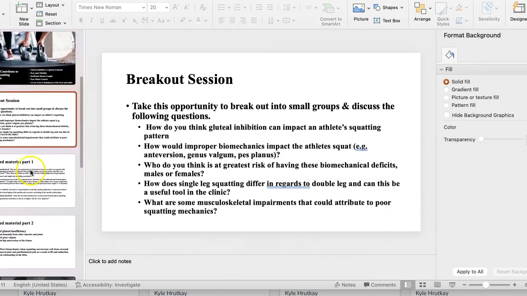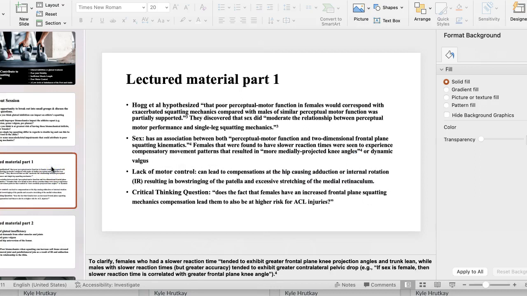Okay, so now that we've followed up with our breakout session, let's move on to the next part of the lecture here. So we're going to get into the lecture material part 1. Hogg et al. hypothesized that poor perceptual motor function in females would correspond with exacerbated squatting mechanics compared with males of similar perceptual motor functions.